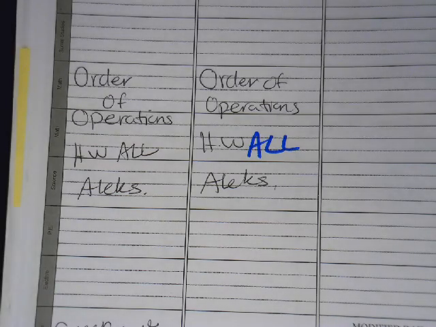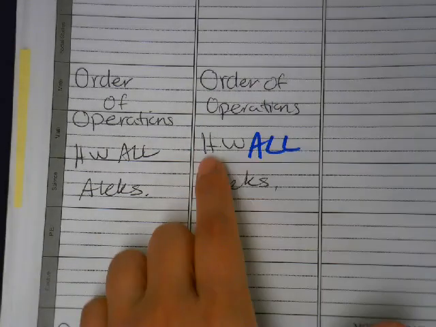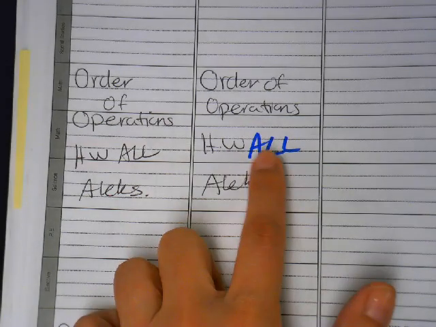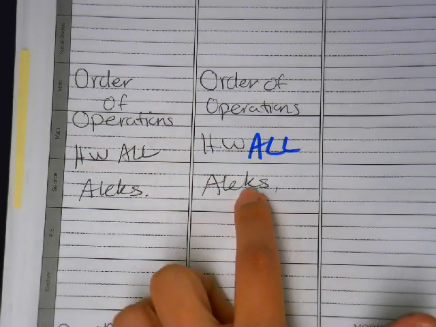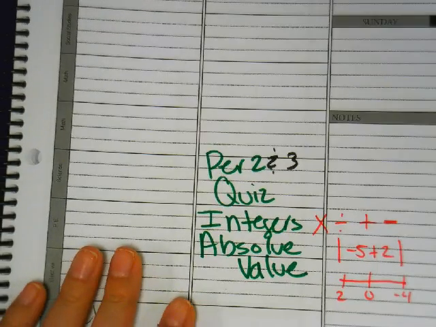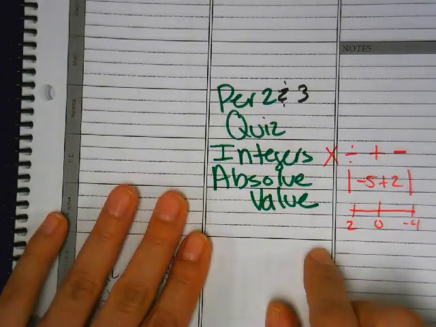So, Christopher, we're here. We're going to do order of operations again. Your homework is all of it, front and back. Remember to do your 5 Alex topics. And then on Friday, we talked about the quiz. So, a little bit more notes on the quiz.